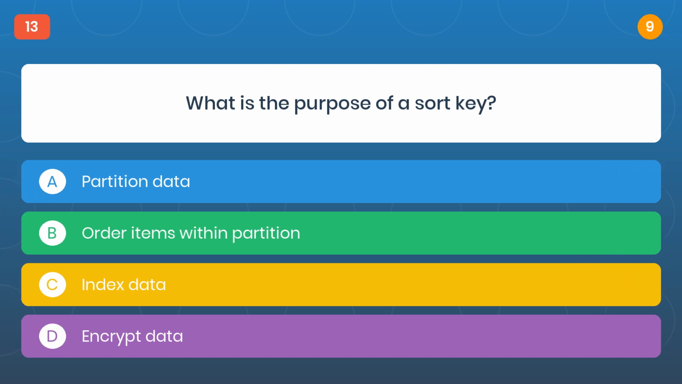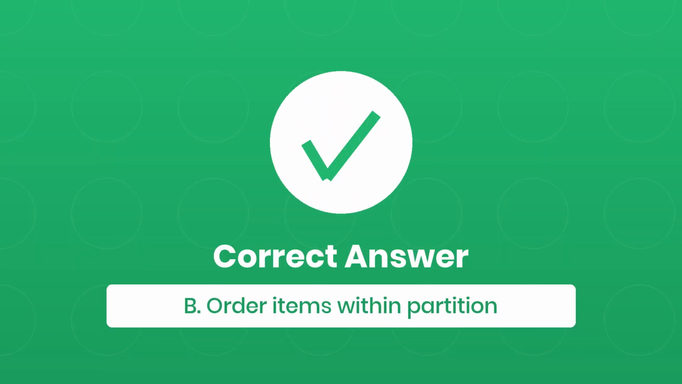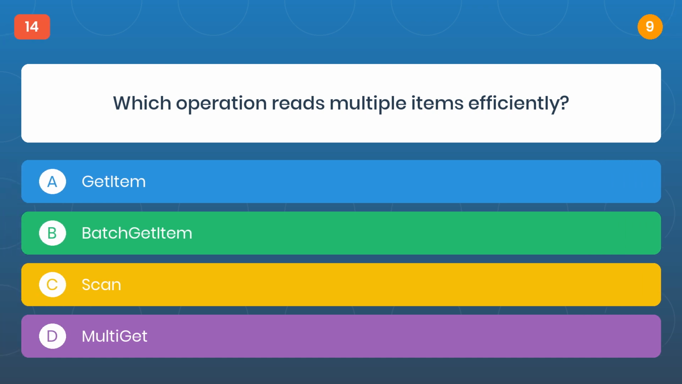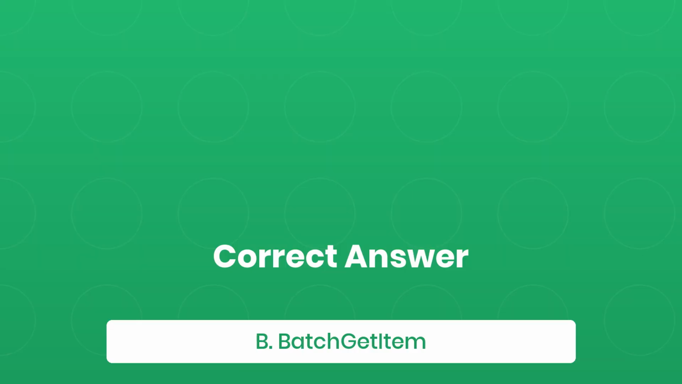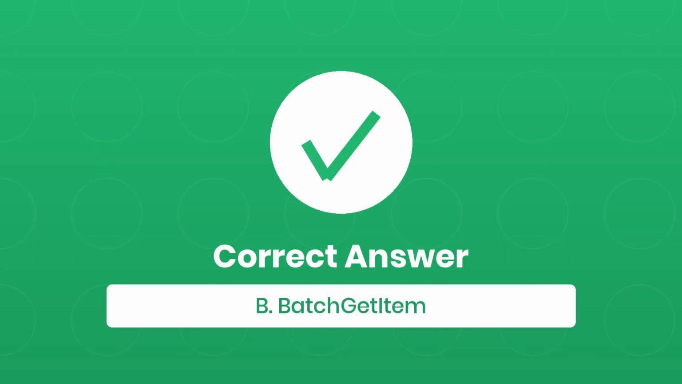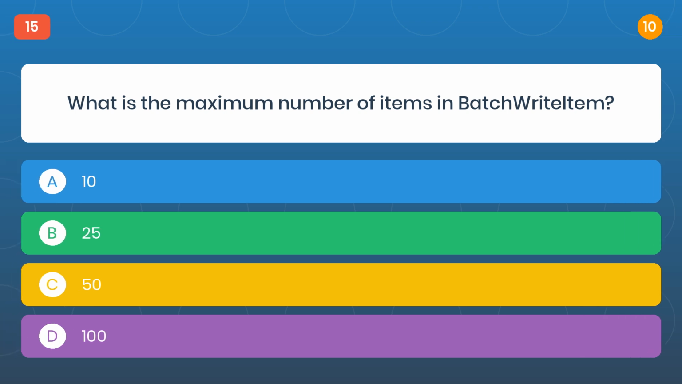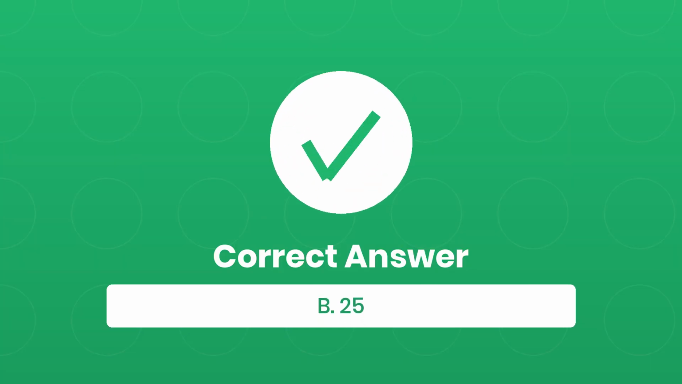Question 13. What is the purpose of a sort key? The correct answer is B, order items within partition. Question 14. Which operation reads multiple items efficiently? The correct answer is B, batch get item. Question 15. What is the maximum number of items in batch write item? The correct answer is B, 25.